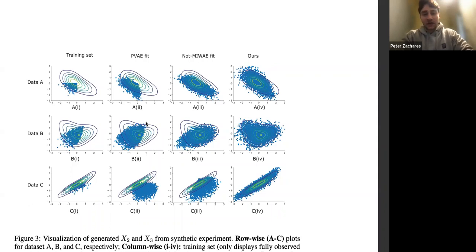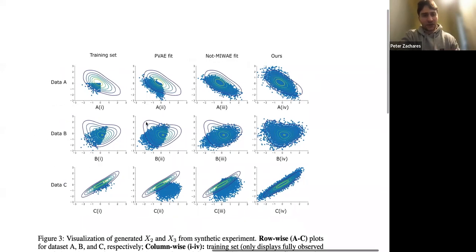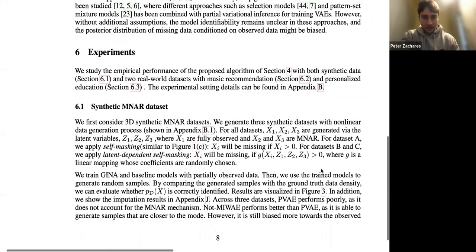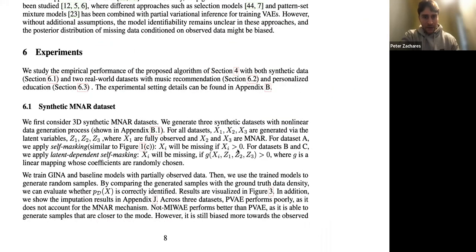their first experiment is on a set of synthetic data sets that they've created, which I think are mixtures of Gaussians or something like that. It says we generate 3 synthetic data sets with nonlinear data generation processes. For all data sets, the observed variables, which are x1, x2, x3, are generated from latent variables.